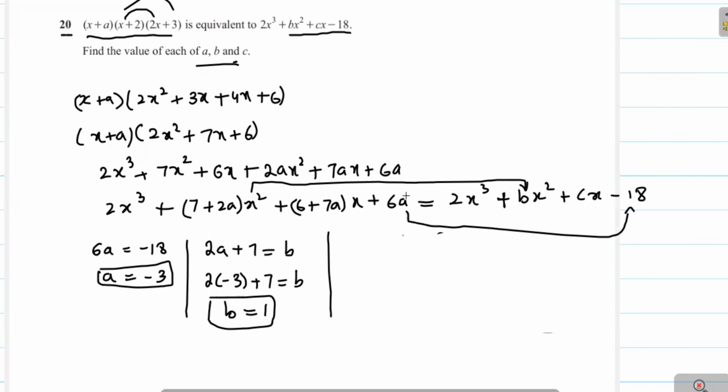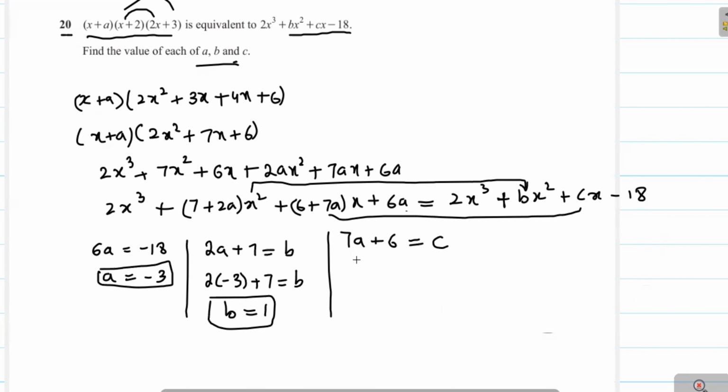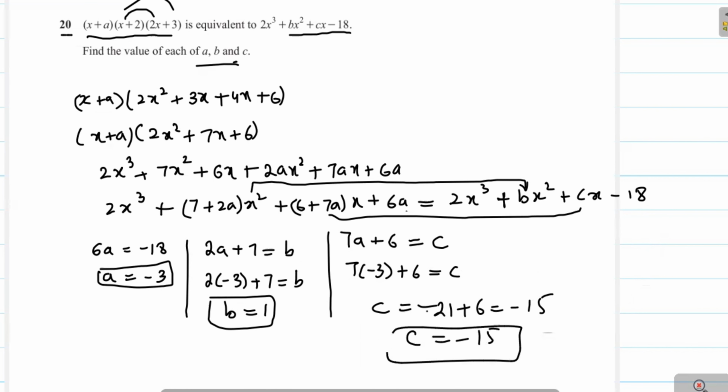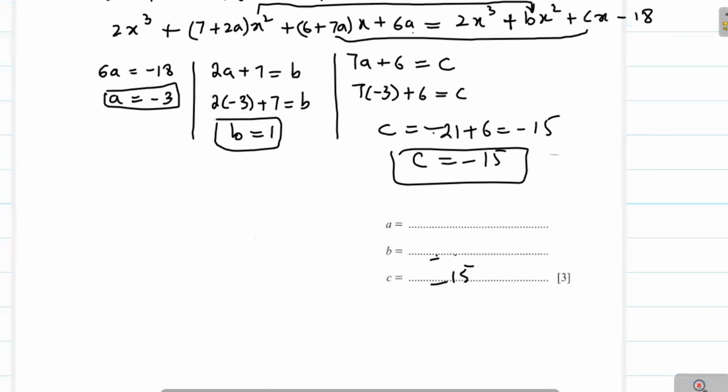Next, you see here the coefficient of x on the left side is 7a plus 6 equal to c. Now 7 into minus 3 plus 6 equal to c, and this value will be equal to minus 21 plus 6 equal to minus 15, and c equals minus 15, and these are the values of a, b, and c.